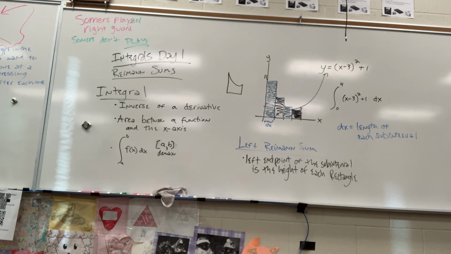Are all of those rectangles an overestimate with this left Riemann sum? No, that last one would be an underestimate, right? Does that make sense? Kind of balances it out a little, right? I want us to find the estimate of this integral using this left Riemann sum.